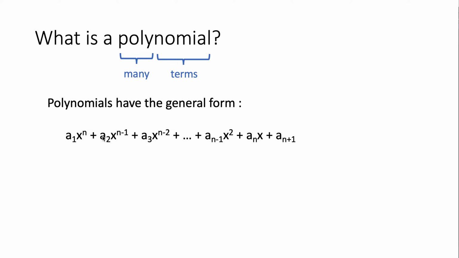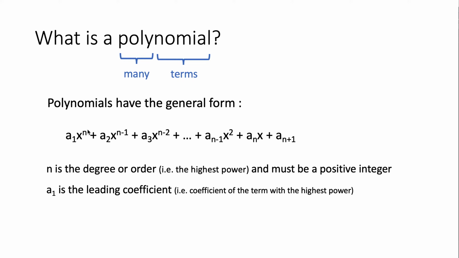It's generally got a lot of terms in it, and they all have the form something times x to the power n. Now, n has to be a positive integer. All these powers are positive integers. And the biggest one, n, is called the order or the degree. And this coefficient at the front is called the leading coefficient. We'll talk more about this in a minute.